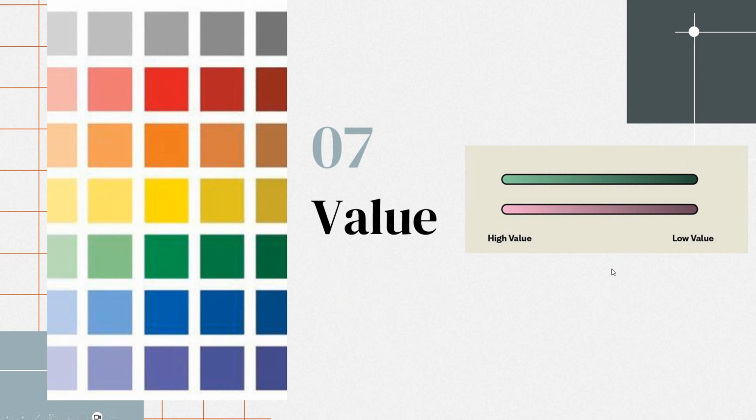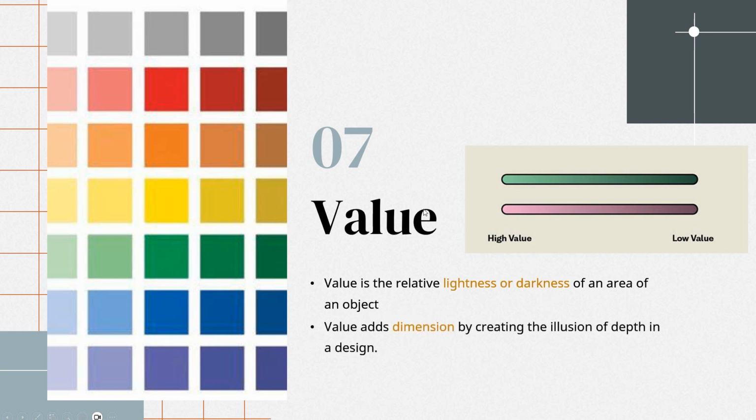The last thing is value. Value is the relative lightness or darkness of an area or an object. How the object is light or dark. Also, value adds dimension by creating the illusion of depth in design. There is a high value, meaning it's very bright, and low value, meaning the color is very dark. So value is how dark or light the color is, and it also creates some sort of dimension and gives an illusion of depth.